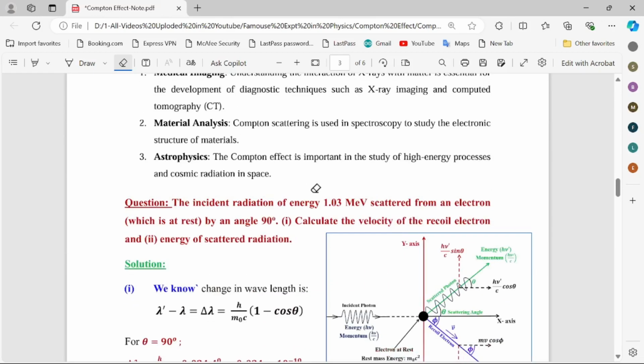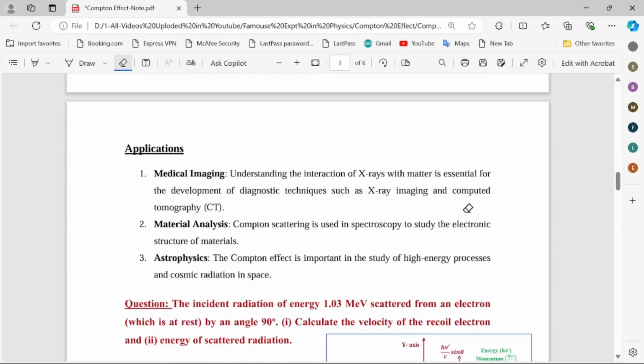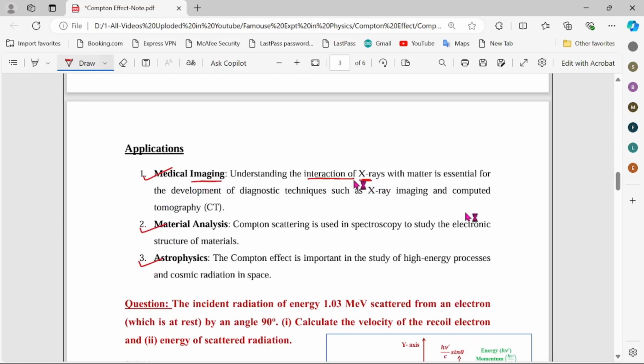Here are the three major applications of the Compton effect: medical imaging, material analysis, and astrophysics. Medical imaging means X-ray interaction with matter is essential for the development of diagnostic techniques such as X-ray imaging or computed tomography.